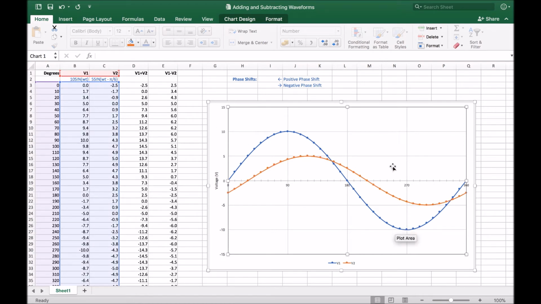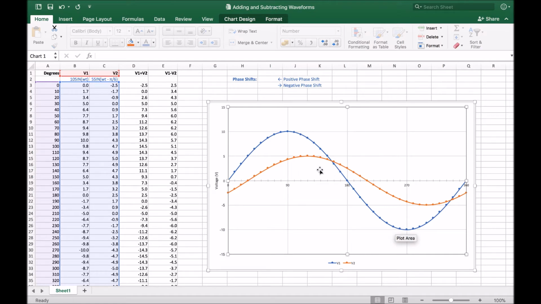Let's extend our diagram to include V2 as well as V1, and now we have both waveforms represented on our graph. If you look on the graph, first of all, you'll see that the amplitude is only 5, so the maximum is 5, and we go down to minus 5. But you'll also notice that we have this shift to the right, and the shift is by 30 degrees.